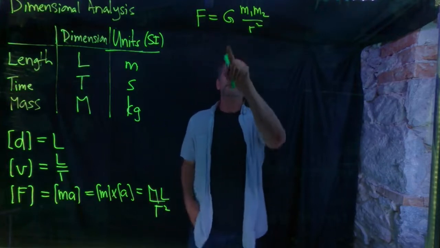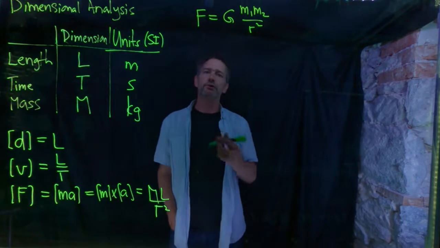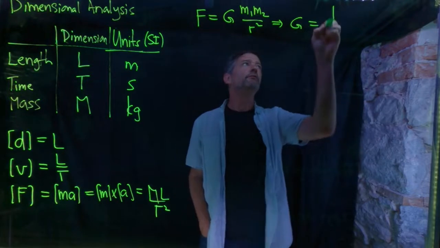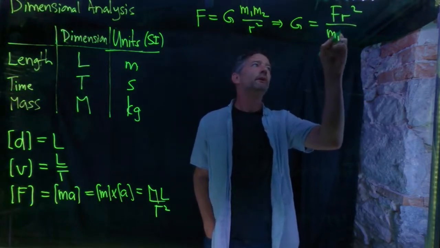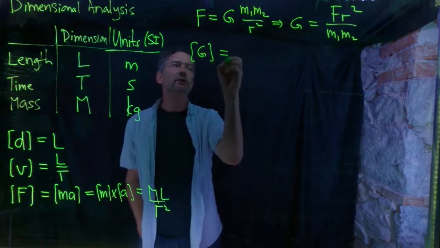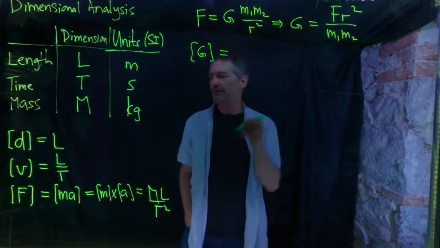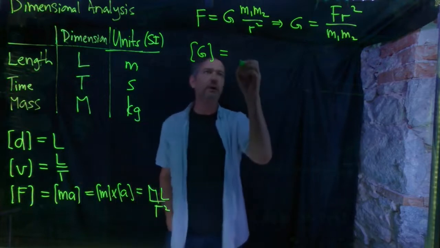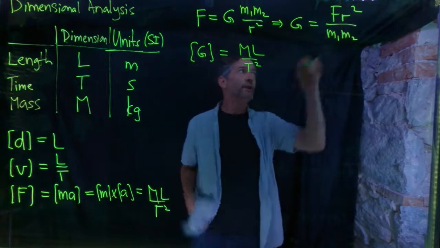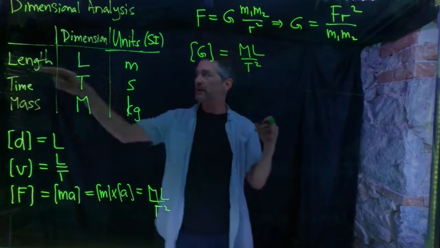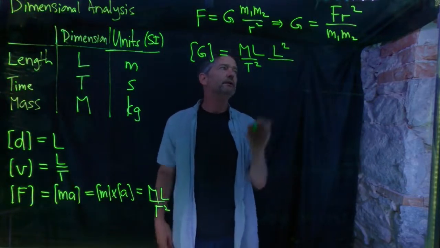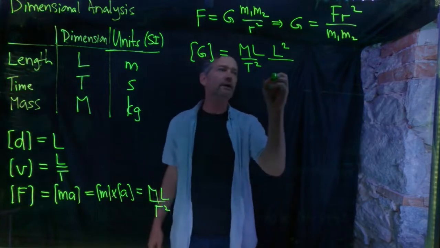And so if you wanted to figure out the dimensions of G, well, just solve this equation algebraically for G. So this tells you that G is equal to F times r squared divided by m1 m2. So therefore, the dimensions of G are the same as the dimensions of force. We figured that out: mass times length over time squared, times the dimensions of a radial distance r squared. Well, that's a length squared. So that's length squared divided by two masses. Okay, so that's the dimensions of mass squared.